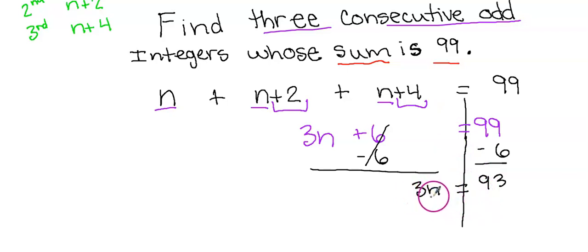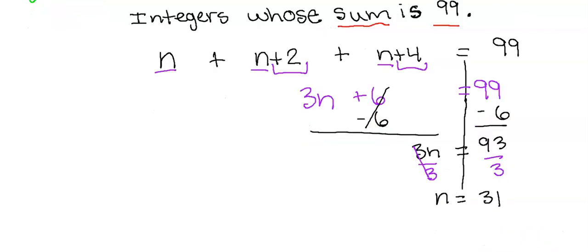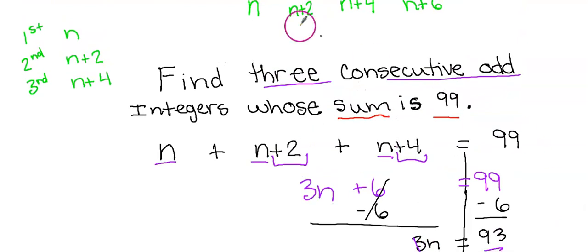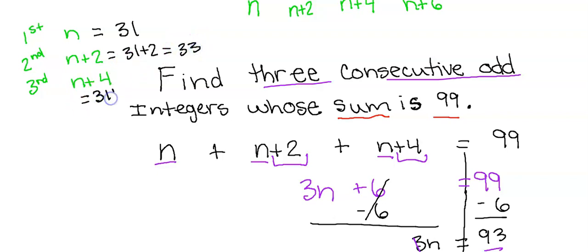3n is the same as 3 times n. The opposite of multiply is divide. So I divide both sides of this equal sign by 3. And I have that n is equal to 31. So I take my information back up to where I had listed those. If n is 31, then n plus 2 is 31 plus 2, which is 33. Our third number would be 31 plus 4, which is 35. So our three odd integers are 31, 33, and 35.